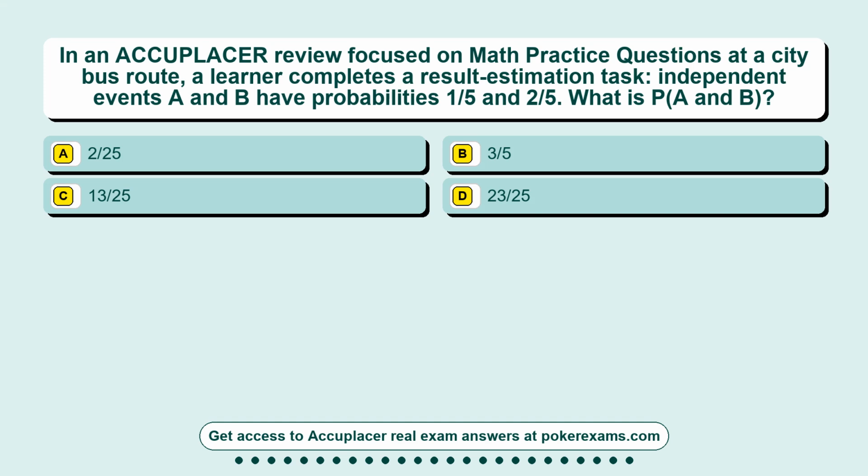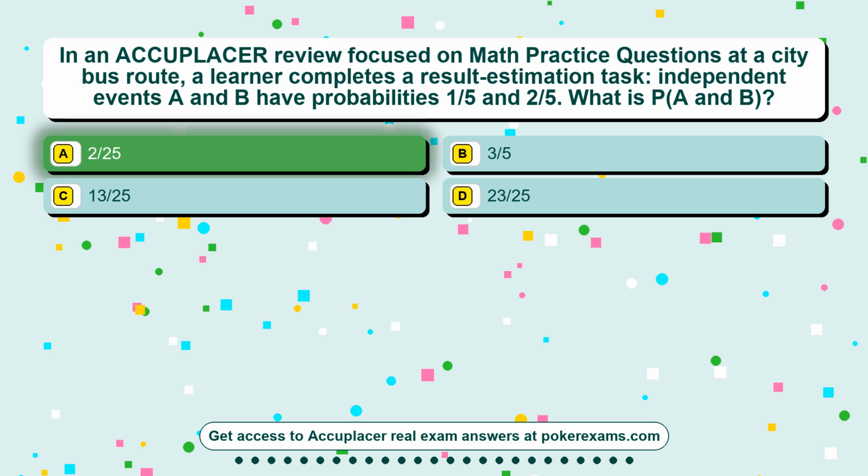Question 19. In an Accuplacer review focused on math practice questions at a city bus route, a learner completes a result-estimation task. Independent events A and B have probabilities 1/5 and 2/5. What is P(A and B)? Option A, 2/25, option B, 3/5, option C, 13/25, option D, 23/25. The correct answer is option A, 2/25.